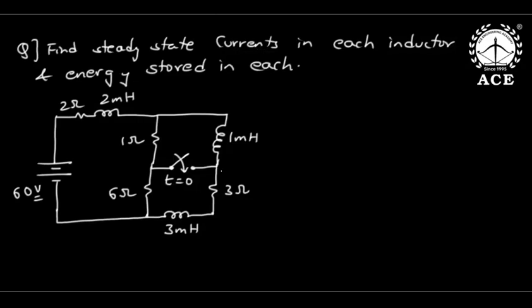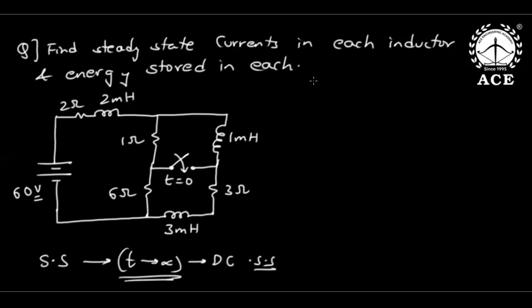So though he gave a transient concept problem where the switch is closing at t equal to 0, the solution is for steady state. Steady state means t tends to infinity, that means it has settled. And here what input is given? This is DC, so this is DC steady state. Now in DC steady state, inductor acts like a short circuit.